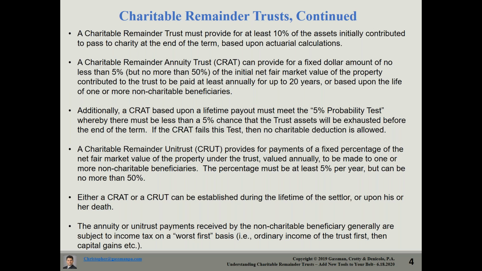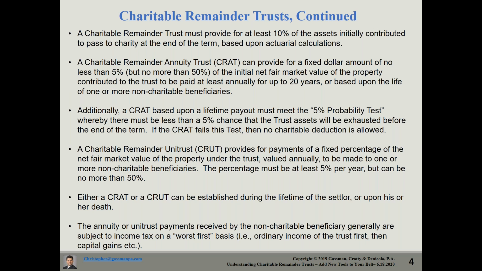And really what this means is that the CRAT must be structured such that the non-charitable beneficiaries aren't likely to receive, or don't have a 95% or greater chance of receiving, all of the assets, so that there'll be nothing left for the charity.